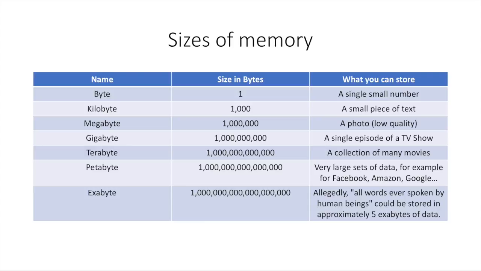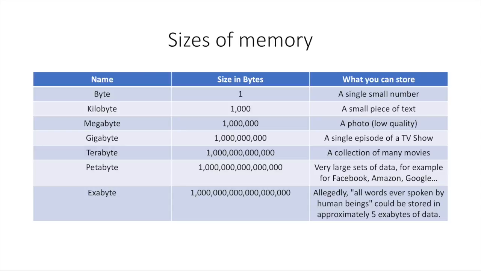Now let's take a look at the sizes of memory and what you can store with that amount of memory. Well, with a single byte, you can store a single small number. It's 8 bits, so a small number would fit in there, but not a very large one. If you had a kilobyte, kilo means 1,000, you could store a small piece of text in that, like maybe a short email or a tweet, definitely a tweet, 140 characters, you could store that in a kilobyte. Now a megabyte is a million. Mega means million in this word. You could store a photo, probably low quality these days because photos take up a lot of space, but you could store a low quality photo in a single megabyte. Now gigabyte, now we're starting to get into larger numbers, so that's a billion.